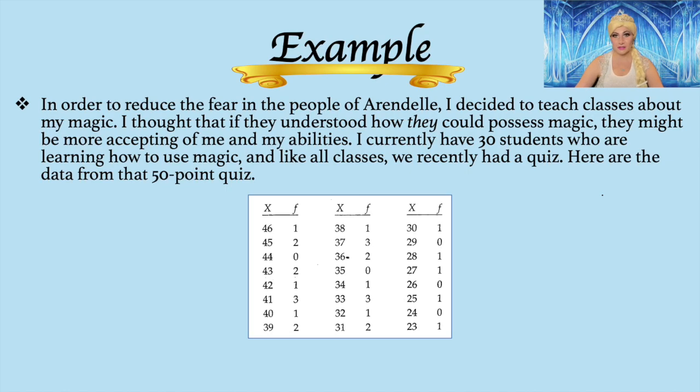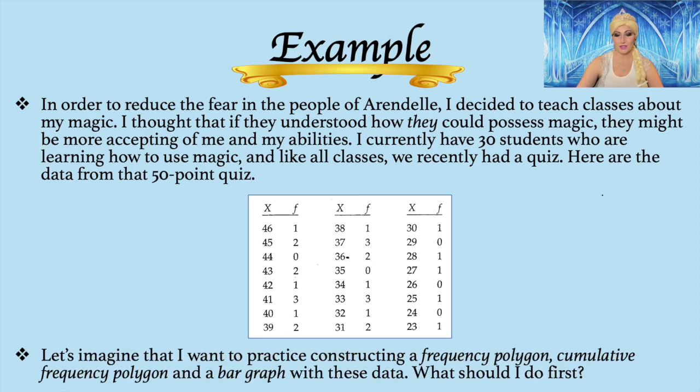So this may look familiar to you from last week's lecture. The X represents the score that the students received, and the F represents the frequency with how often that score occurred. So by looking at this data, we can see that the score of 46 occurred 1 time, the score of 33 occurred 3 times, and the score of 23 occurred once. So let's imagine that I want to practice constructing a frequency polygon, a cumulative frequency polygon, and a bar graph with these data. What should I do first and where do I begin?